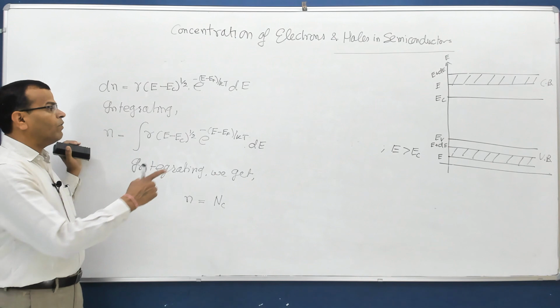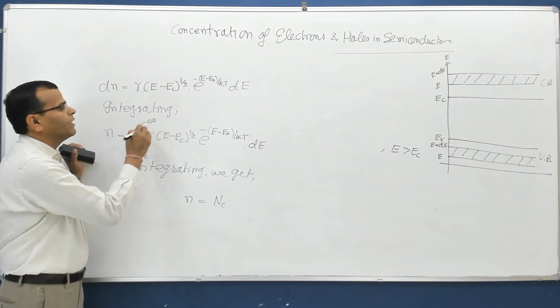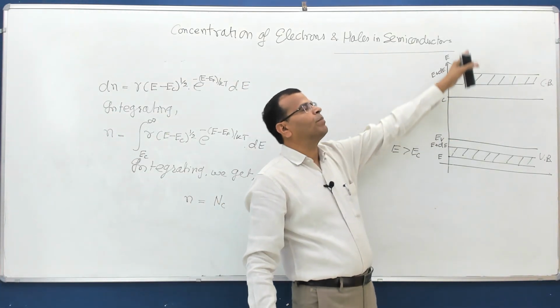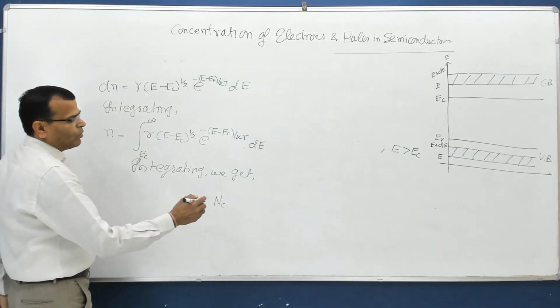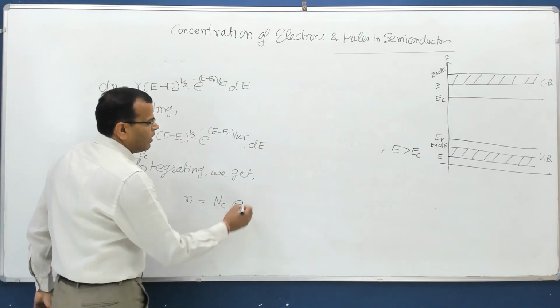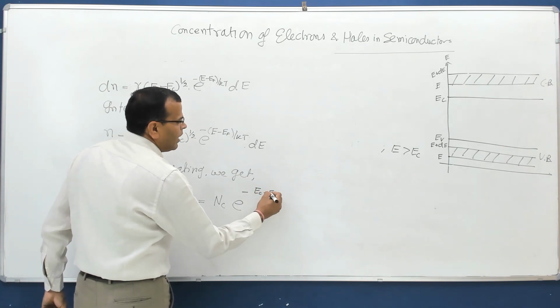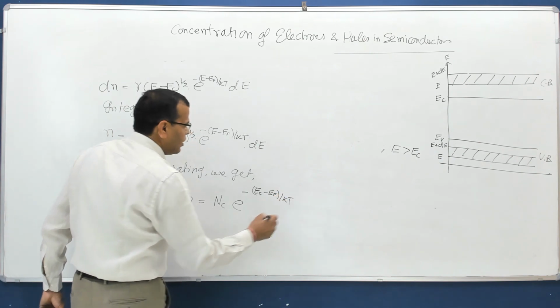For the conduction band, what is the range? That is from EC to infinity. Why? Because the conduction band varies from EC up to infinity. So n will be equal to NC e raised to the power minus (EC minus EF) by KT.